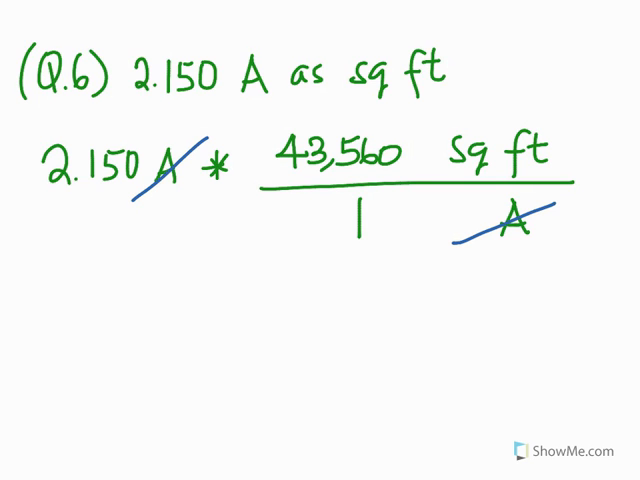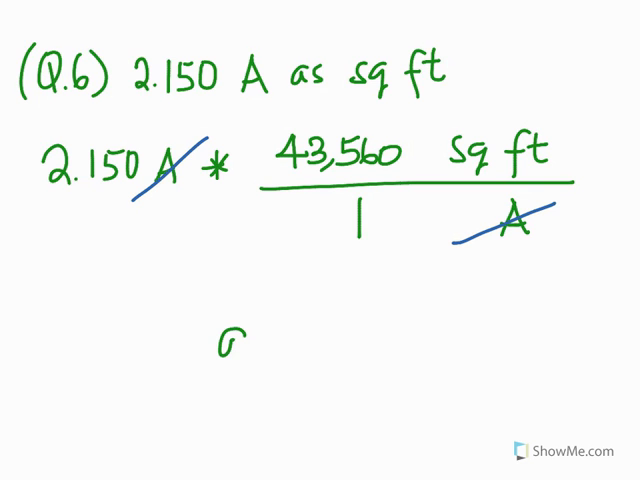93,654. Now you have to be careful. How many significant digits does the original quantity have? That is 4. It has 4 significant digits. Okay? So, and your answer is 93,654 square feet, which is 5 significant digits. But you want to round it up to the same number of significant digits as the original quantity. So, you want to round it to 4 significant digits.